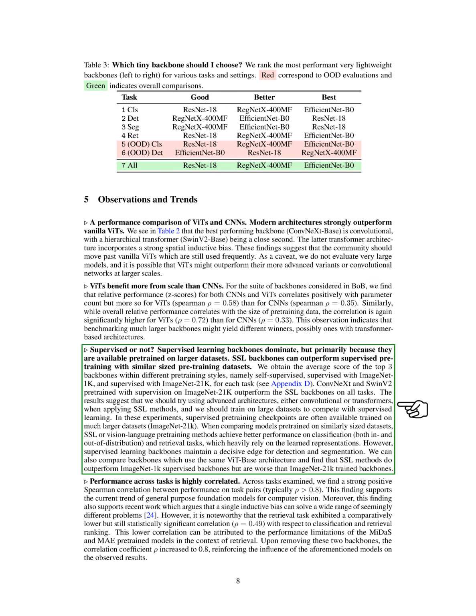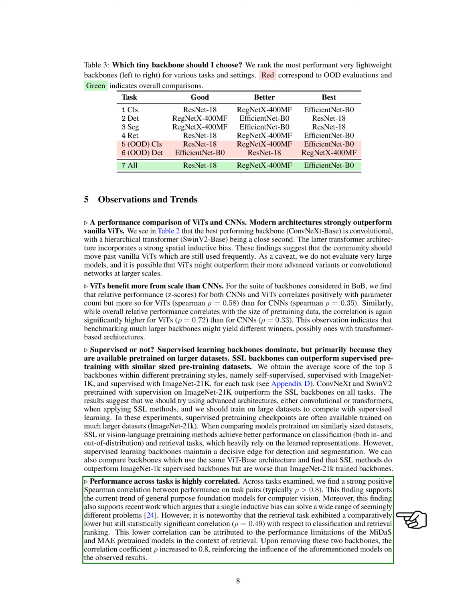Next, we looked at whether supervised learning or self-supervised learning, SSL, is better. We found that models trained with supervised learning generally perform better, but this is mainly because they are pre-trained on larger datasets. When we compared models pre-trained on similarly sized datasets, SSL or vision language pre-training methods performed better on classification and retrieval tasks, which heavily rely on the learned representations. However, supervised learning models still had a clear advantage for detection and segmentation tasks.